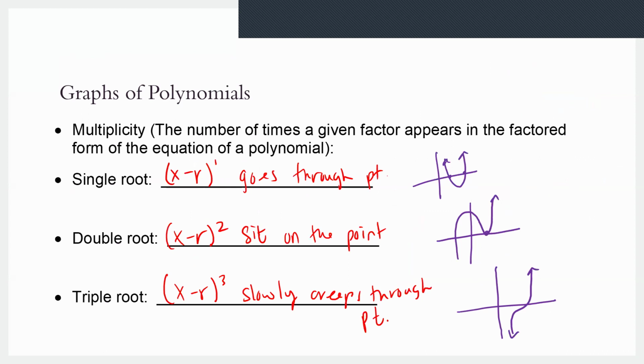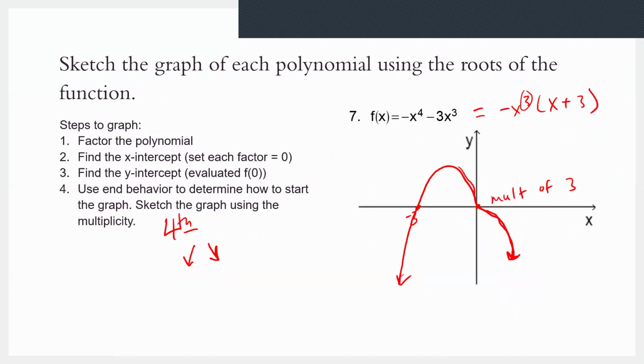If you have a single root, we just smoothly go through our x-intercepts, right? If you have a double root, we're either going to kiss or touch the line, touch the point. So notice here, I do not ever go below it. I'm either going to stay above it, or if it was negative, I would be below it, right? When you have a triple root, it's going to be that slow creeping through it. I'm still going to go through the point, but my rate of how I go through it is going to change along the way, which is why when we graph this one, it has a little extra in it.